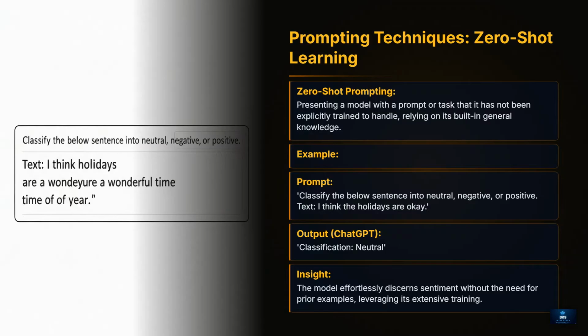Zero-shot prompting is incredibly powerful. It's about asking an LLM to perform a task it's never explicitly seen before, like asking it to classify sentiment without providing any examples. In practice, you'd use this for quick, on-the-fly tasks where training data is scarce or non-existent.